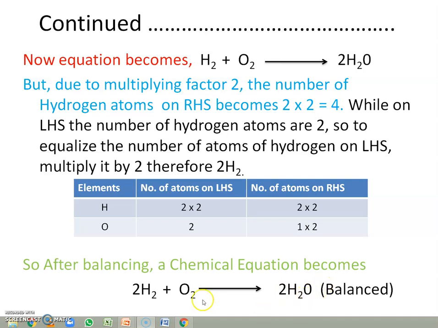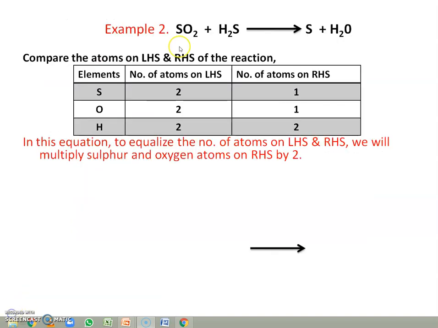In this case you will find that on the reactant side the number of atoms of hydrogen is 4 and the number of oxygen atoms is 2. Similarly, on the product side the number of hydrogen atoms is 4 and oxygen atoms are also 2. Means in this case the number of atoms on the reactant side as well as on the product side are equal. That's why the reaction is balanced. For our better understanding, we will take another example.